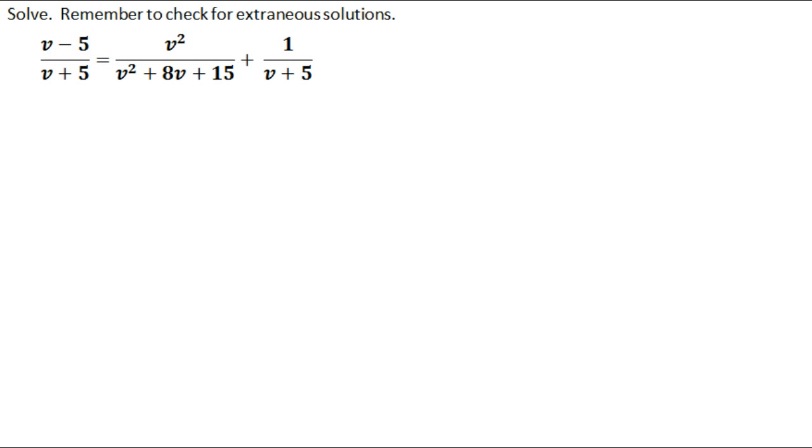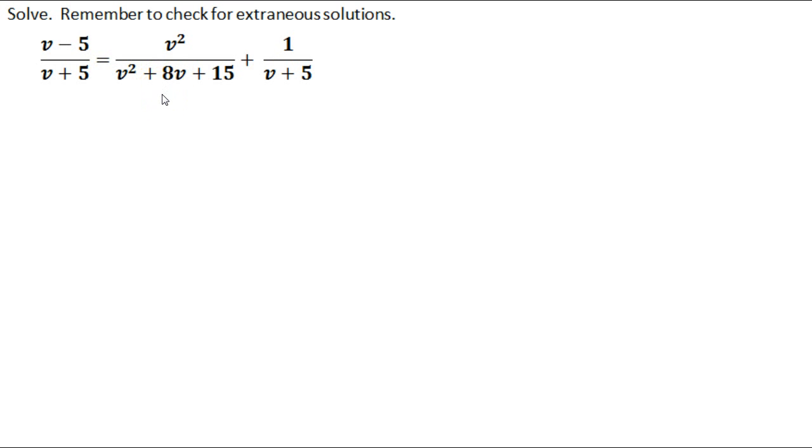The very first thing that we want to try to do in these types of rational equations is to determine what the lowest common denominator is. We've got a v plus 5 on this side and on this side. This one here is a quadratic expression, and so what we need to do first is to factor this one.